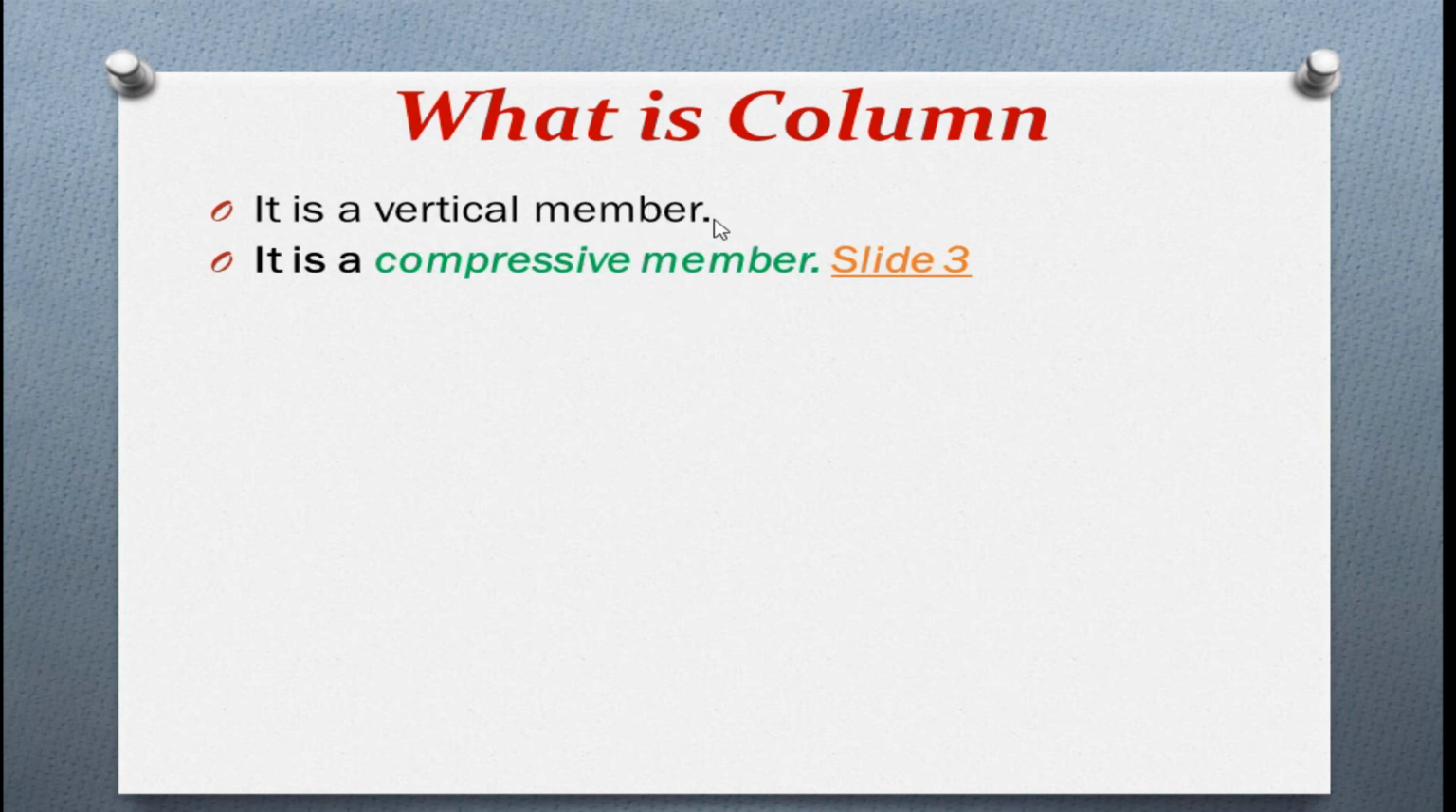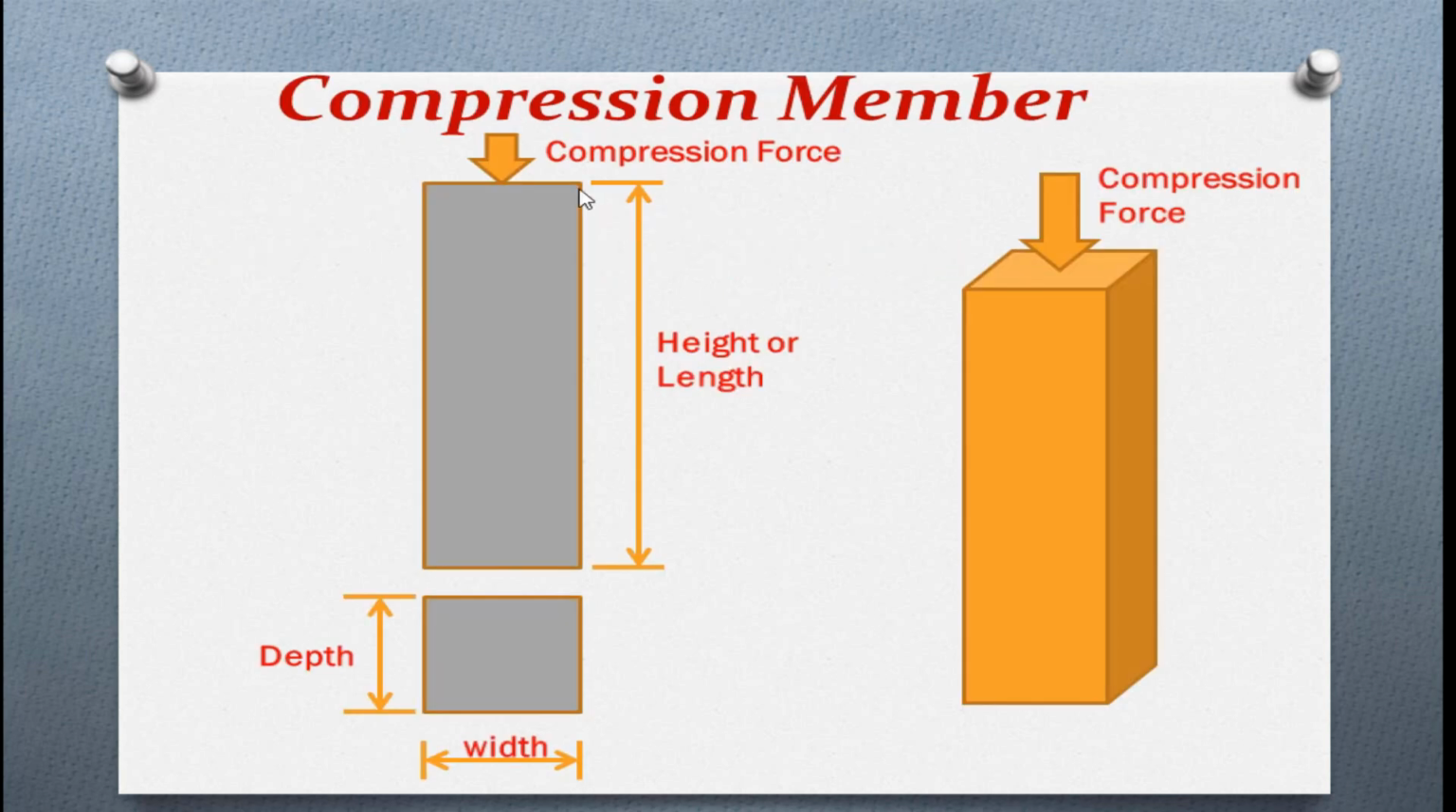It is a vertical member. When a member is vertical, it is called a column. And the second one is it is a compressive member. What is a compressive member? We will see. So this is the compressive member. Here we can see the cross section of the column, and this is the front view of the column. So this is the width and this is the depth, and this is the height or length of the column.